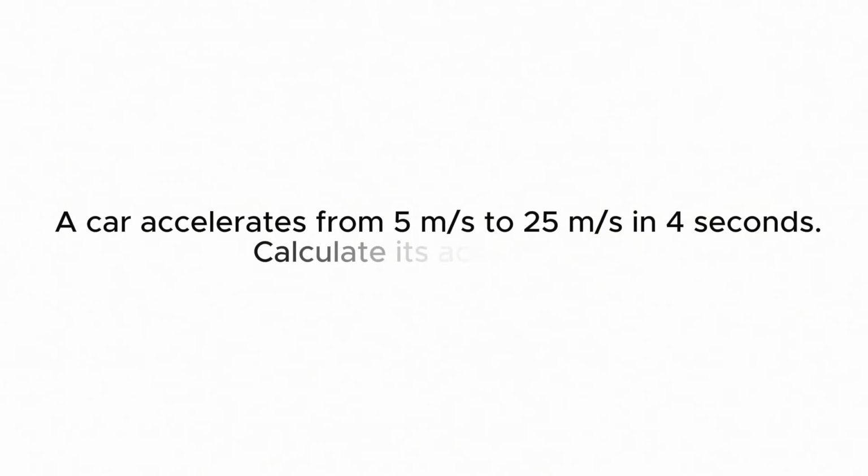Today we're going to be going through a GCSE Physics worksheet targeted at those students that are looking for a grade 6 to 9 in GCSE Physics. The next question tells us that a car accelerates from 5 meters per second to 25 meters per second in 4 seconds, and it's asking us to calculate its acceleration.